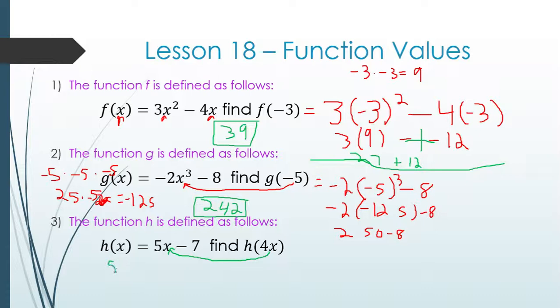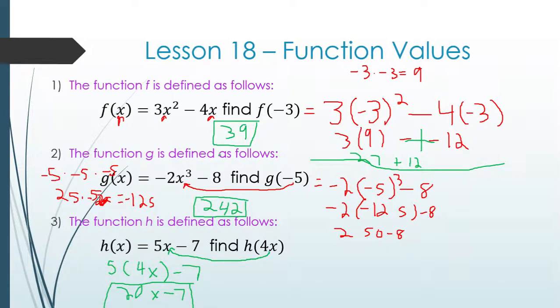So we're going to say 5, and then we're replacing the x with 4x, times 4x, minus 7. We have to do our 5 times 4x first. So what is 5 times 4? 20. Then we put our x there. Minus 7. And that's it. We're actually done from there. You can see my answer for this one is not going to be like the others because it has an x in it. We can't combine the 20x and the 7. We can't say that's 13x or 13, because the 20 has an x and the 7 has no x.